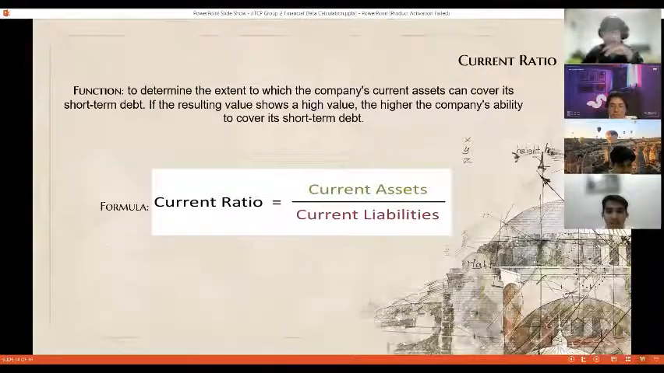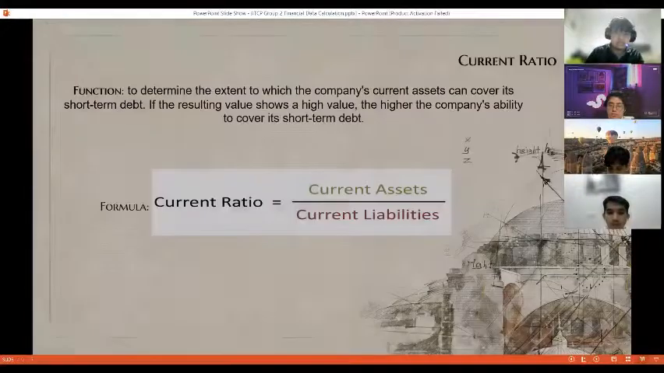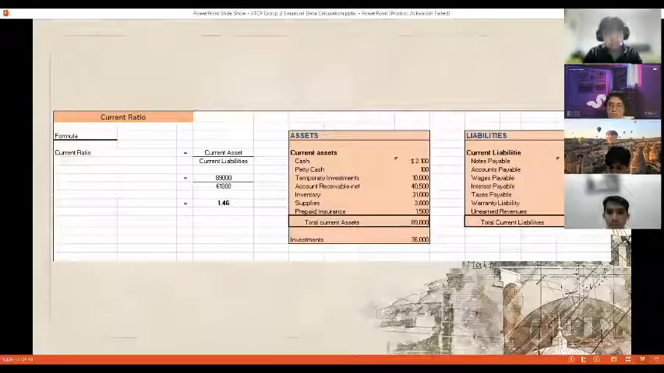Okay, and the next formula is current ratio. Its function is to determine the extent to which the company's current assets can cover its short-term debt. If the resulting value is high, the higher the company's ability to cover its short-term debt. And the formula is current ratio equals current assets divided by current liabilities. And we are moving to the example of the current ratio.